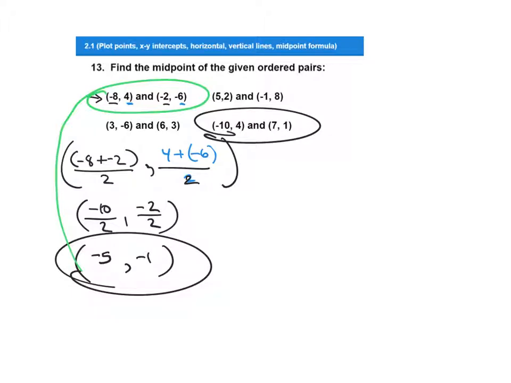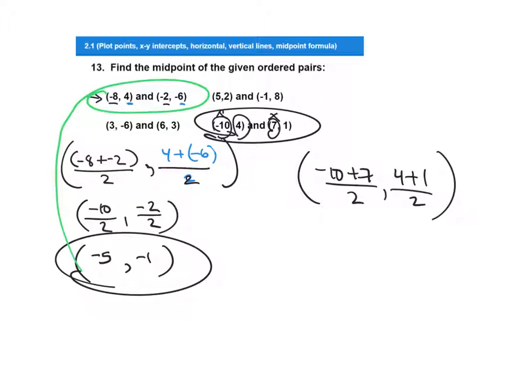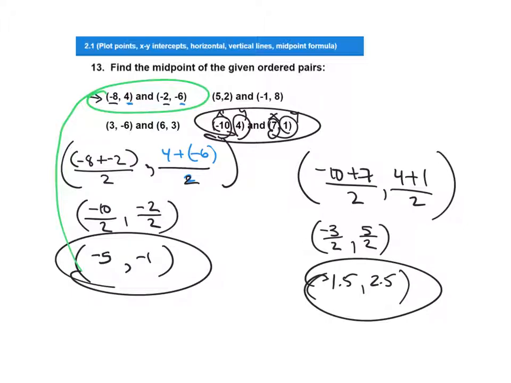Okay, what about this one here? So -10 plus 7 and 4 plus 1. So I'm adding my x's, I'm adding my y's. -10 and 7 are both x values. 4 and 1 are both y values. So what's -10 plus 7? That's going to be -3 halves. 4 plus 1 that's 5 halves. So you got -3 halves, or -1.5 divided by 2.5. That would be your ordered pair between -10,4 and 7,1.